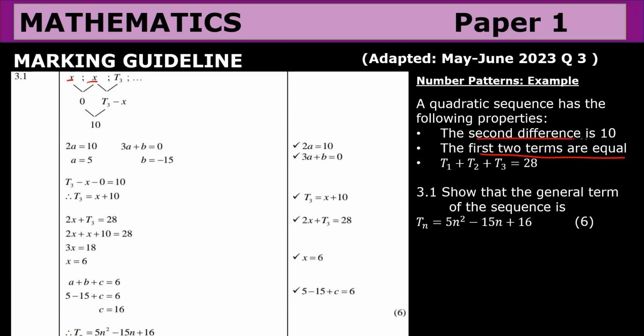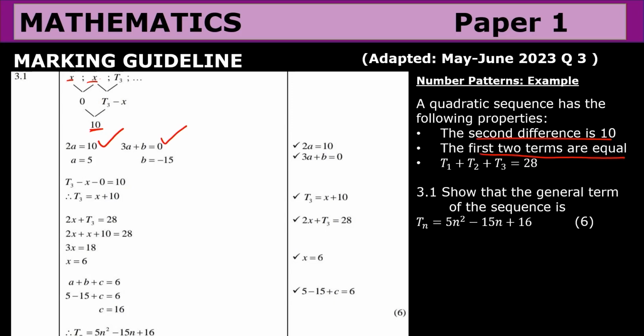We are also told that the second term is 10, and there you have that sequence written out for us. Now, the first mark will go to 2a = the second difference, as we know how to calculate when we are calculating our quadratic sequence. Then we know that 3a + b = t2 - t1. Even though we don't know what those 2 terms are, we know that they are equal, so if we subtract them from each other, we are going to get 0.